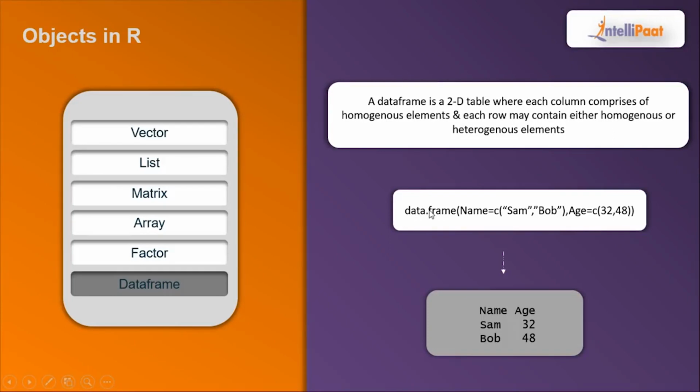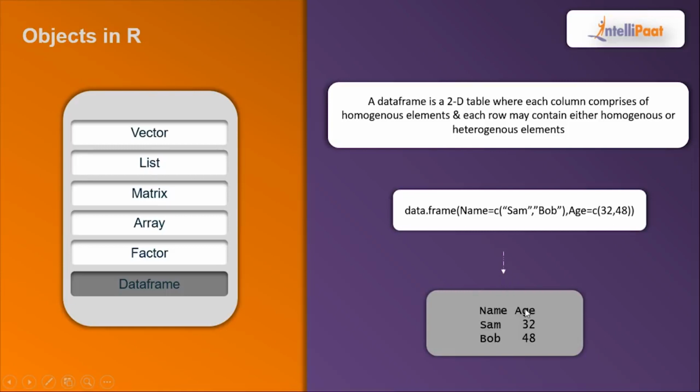So we will use the data.frame function, and inside this data.frame function, we can create different columns. So here what we are doing with this command is we are creating 2 new columns. I am naming the first column as name, and the values which would go in the first column are Sam and Bob. The name of the second column is age, and the values which would go into the second column are 32 and 48, right? And this is the resultant data frame which we get.